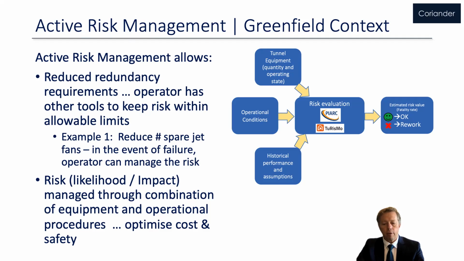So given that an operator has other tools to keep operations within that acceptable region, could we reduce the number of spare jet fans, for example, or overlap in CCTV cameras? Or is there an opportunity to reduce the redundancy level? Because we know that with active risk management, we can keep ourselves within the acceptable region by changing the traffic patterns. And would it help by reducing the overall cost?